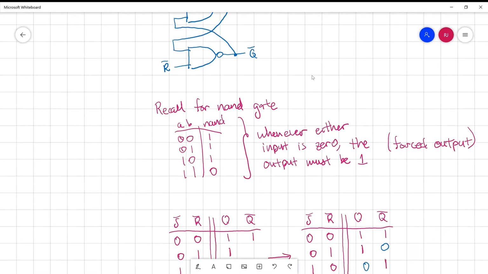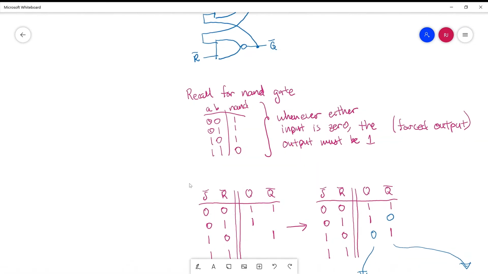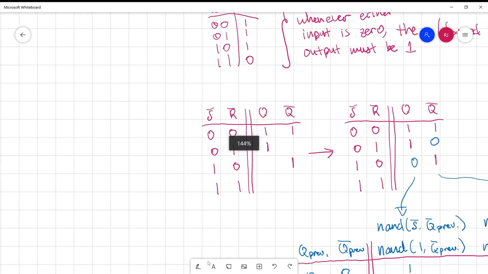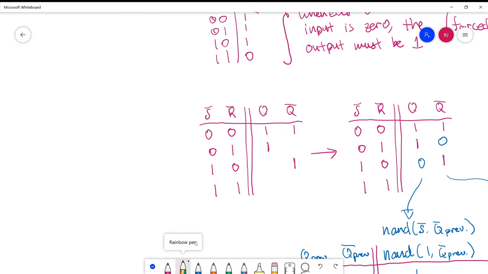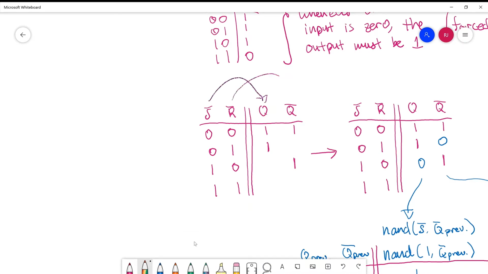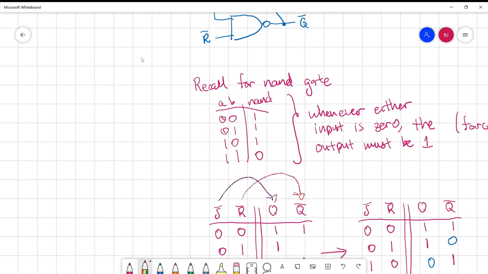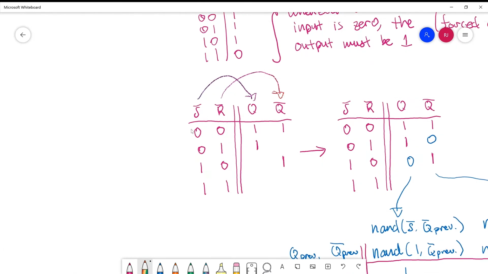So let me scroll down, and let me just draw really quickly on here so that we remember that S bar feeds into the NAND gate that outputs Q, and R bar feeds into the NAND gate that outputs Q bar. Let me just scroll up to confirm that. So R bar, yep. So what we said earlier is whenever there's a 0 on either of the inputs to the NAND gate, the output of the NAND gate will be forced to be 1. So what we do in the first part of this question is to just fill out all the locations that we know will be 1.